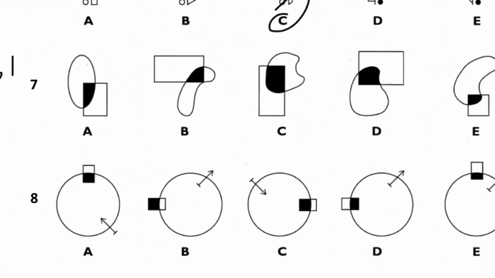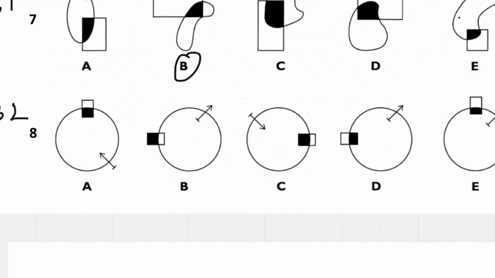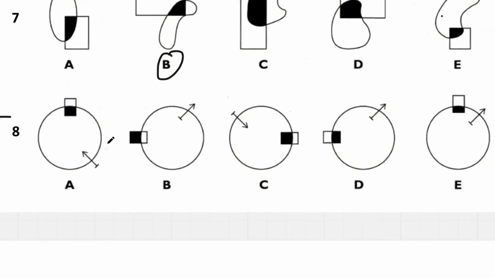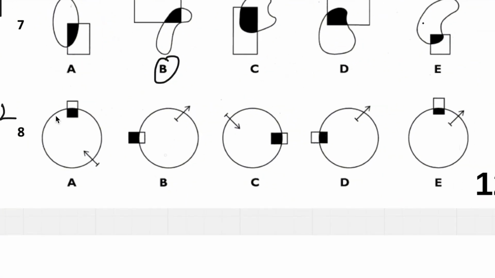Question number 31. We see here that B is the only one where it's touching onto the other side of the shape. We can see it never touches over here, over there, but B takes up the entire width of the shape. And then 32, we can see black is always inside the circle, whereas for B, white is inside the circle.